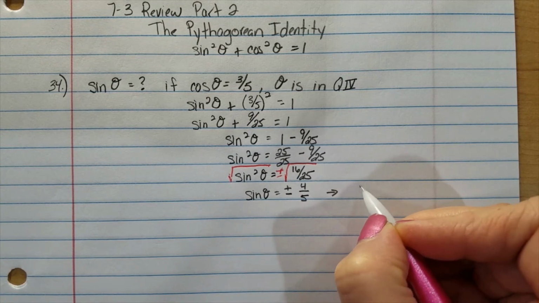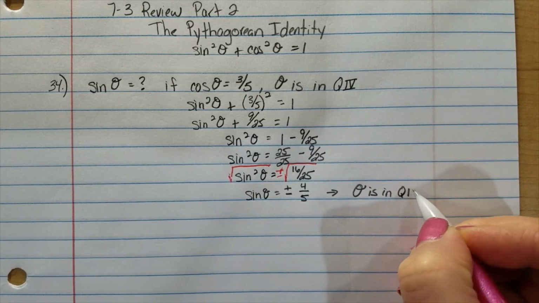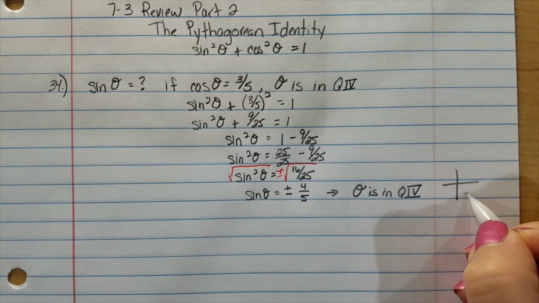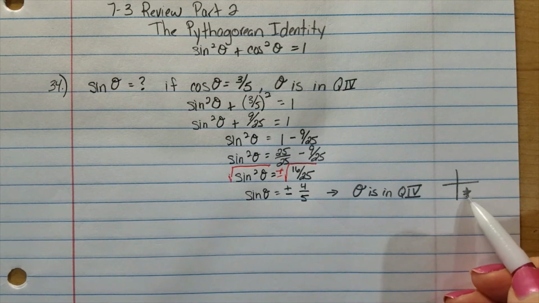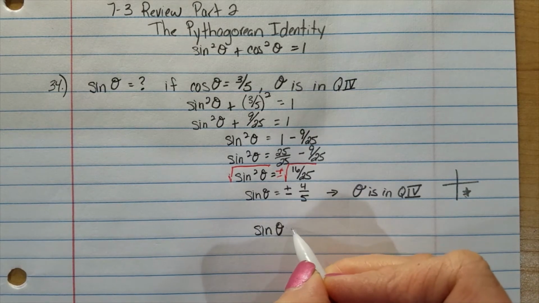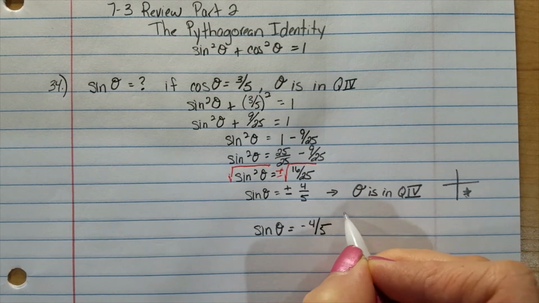Now, theta is in Q4. Okay, so if we are in quadrant 4, that is right there, what is sine? Is it positive or negative? Well, we are below the x-axis, so that means sine is negative. So that means my final answer, sine of theta, equals a negative 4/5.